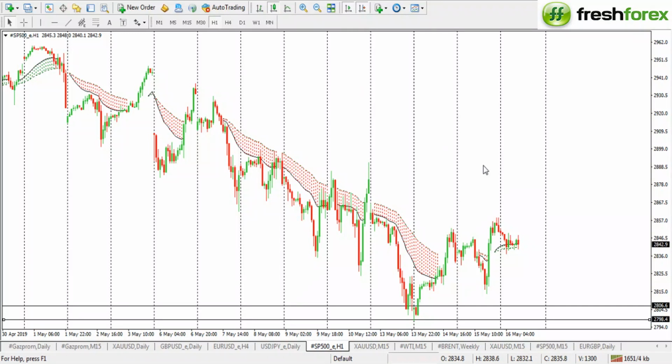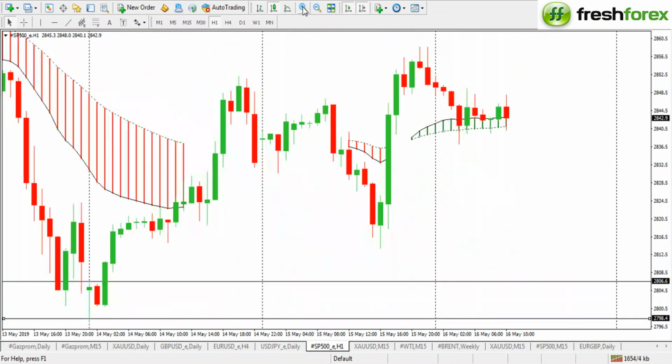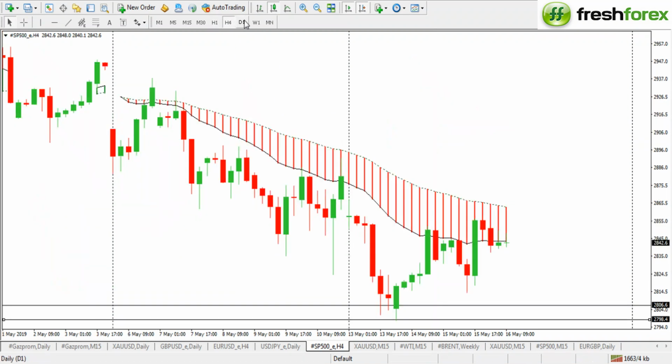The 1 hour, there's no clear trend. Actually, 1 hour is showing us some potential of buying. The indicators below, which means the price is likely to head upwards. So we remain with the higher time frame, daily.